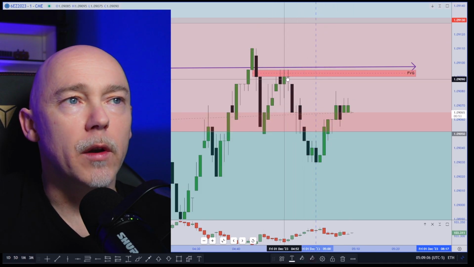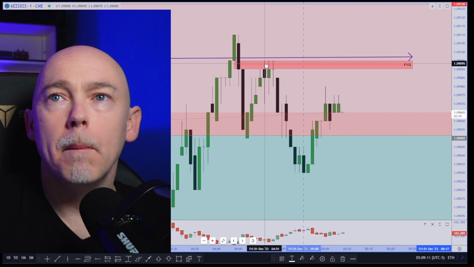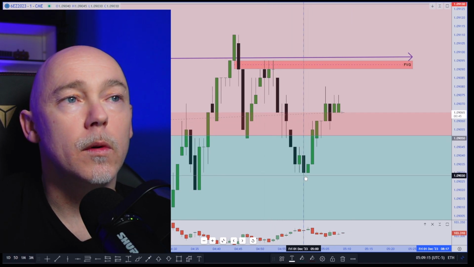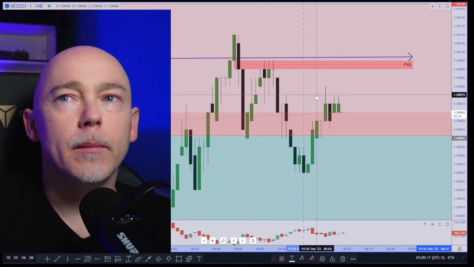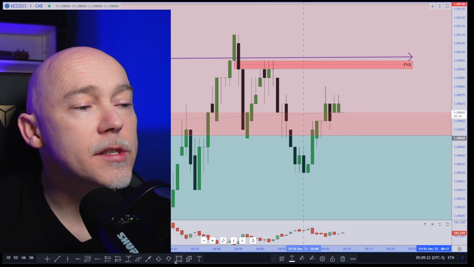So price moved down, tapped into this fair value gap. Look at them candles there. Boing, boing, boing. And then price moves away, breaks the low. So where are we at now? Can you see in here an imbalance? Can you see another fair value gap?